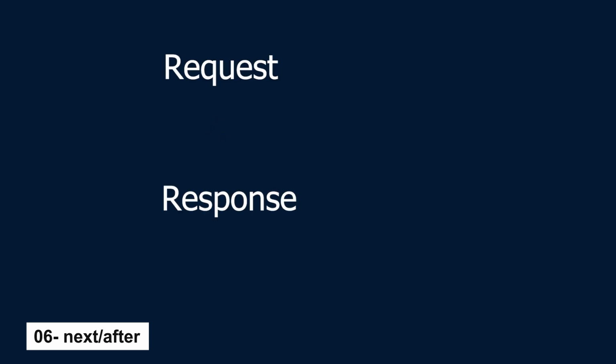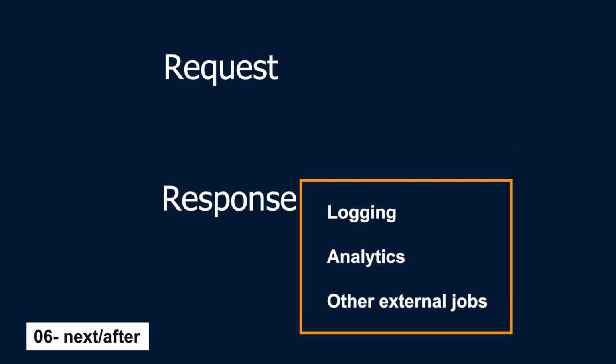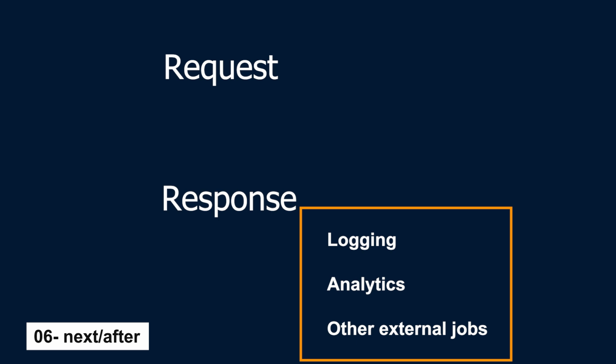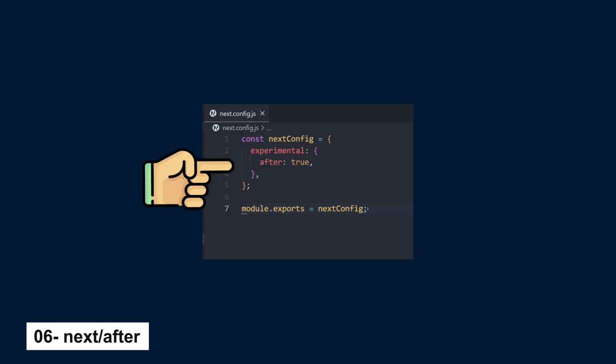Another new useful API is next/after. When we send a request, we get the response after it is completed. But sometimes we want to do more jobs for this request, like logging, analytics, or other external jobs. We want them to be separate from the response, and we want the system to give us the response quickly and, after that, do the jobs. next/after allows us to handle this by running these tasks after the response is done, so they won't block the entire response. We can enable this feature by adding experimental.after in the next.config.js file.